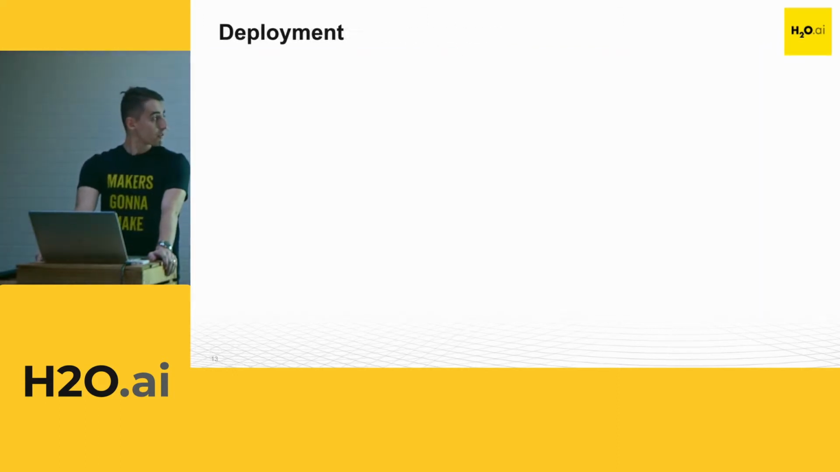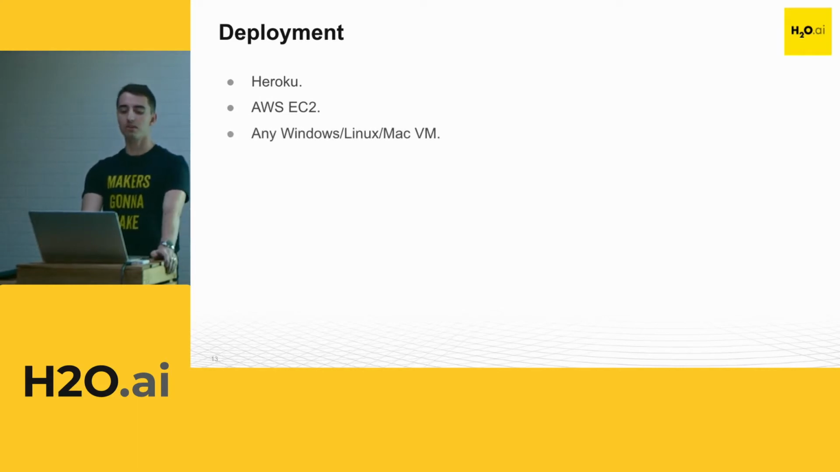So let's talk about deployment a little bit, because this seems to be a very popular question when it comes to Wave. And the answer is you can deploy it anywhere. You can deploy your Wave application on Heroku, you can use an AWS EC2 instance, or basically any VM with Windows, Linux, or Mac operating system. However, it may require some extra knowledge, which we try to compensate with future blogs, so stay tuned.